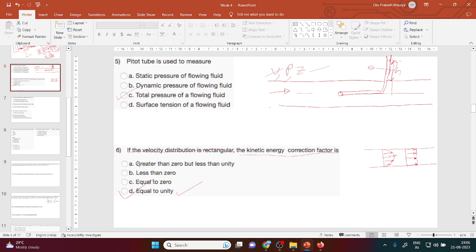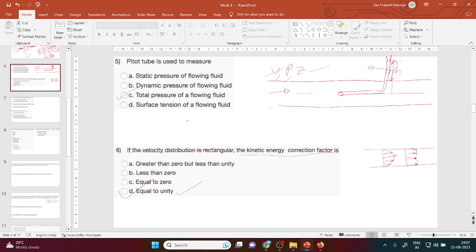Yes, is the pitot tube and pitot static tube the same? Yes, both of them are the same. Pitot tube and pitot static tube.